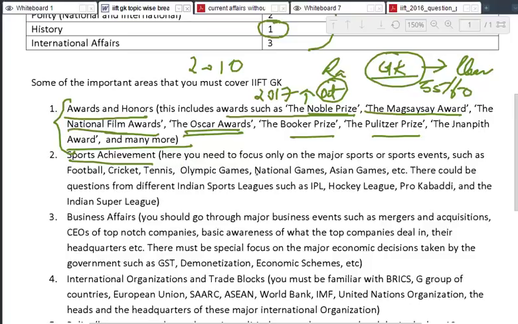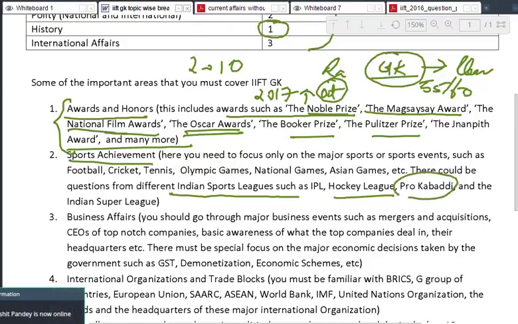Sports achievement, people, please understand, you might have questions on Indian sports leagues, the Hockey League. In fact, there was a question on the Pro Kabaddi League. I have seen questions on these things. Who was the winner of the Indian Super League this year? Or who was the winner of the IPL, Indian Premier League, this year?